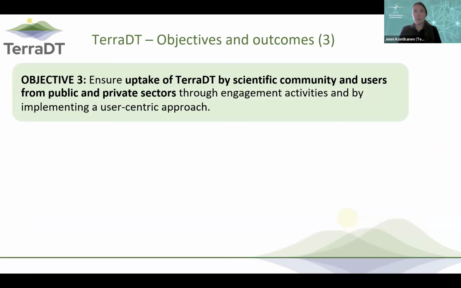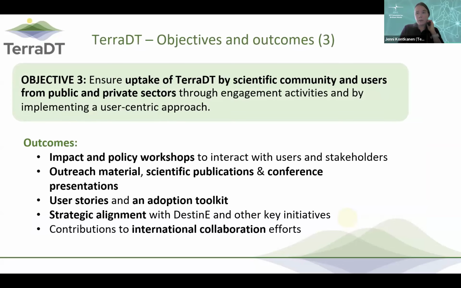Then the third objective of TerraDT is to ensure that TerraDT is taken up by the scientific community and users from public and private sectors through different engagement activities. So the concrete outcomes related to this is that we will organize impact and policy workshops to interact with users and stakeholders. We will also produce outreach material, publications, and conference presentations. We will, together with the users, develop user stories as well as an adoption toolkit that will ease the take-up of the TerraDT developments by the users.